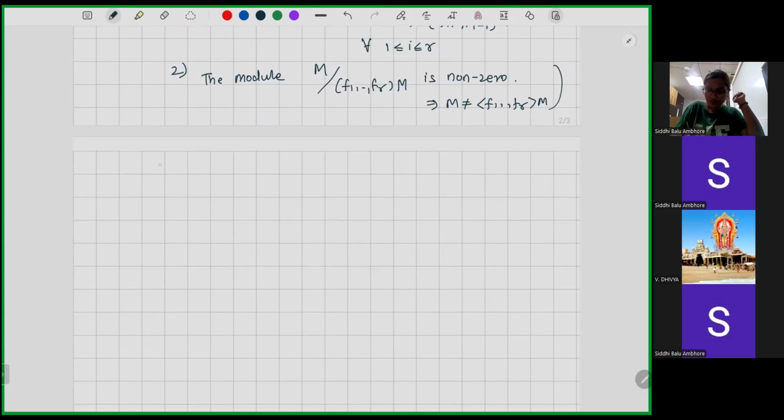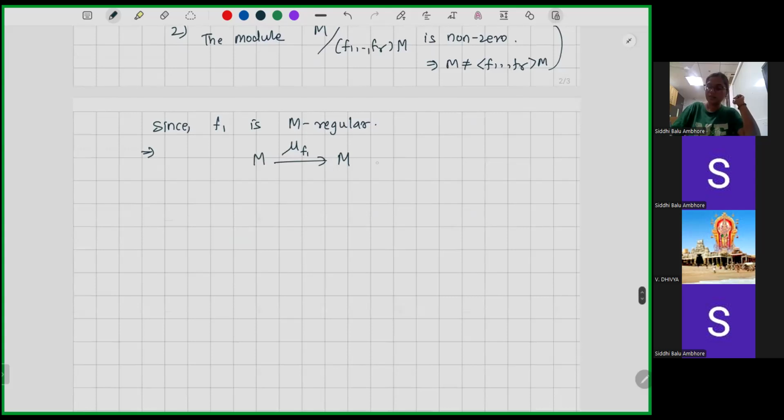So since f1 is regular in M, this implies that the map M to M, multiplication by F1, is an injective map, right? Because if it's not injective, it will have a non-zero kernel. Okay.